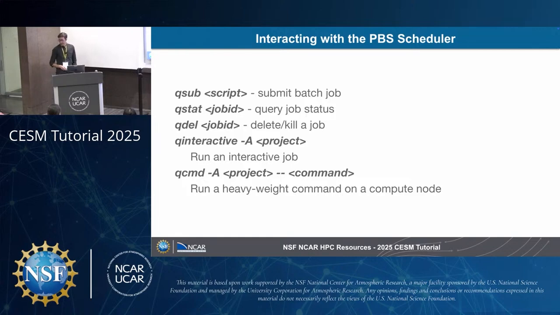And that's basically, like I was saying, don't run heavyweight things on the login nodes. But if there was a command like compiling the model, for instance, that would be too busy to do on a login node, you can do qcmd and then -a your project, then 2 dashes, and then whatever command you were about to run that was too busy. This qcmd will run your command on a batch node instead of on a login node. So that's the way to run expensive commands, basically.